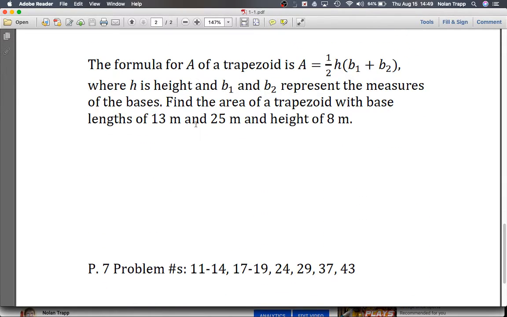Formula for the area of a trapezoid is area equals, or A equals 1/2 H times the quantity of B1 plus B2. So once again, if you know your H, B1, B2, then you can plug those values in and find them. So here it says the base lengths are 13 and 25, and the height is 8. So all you have to do is plug those in the right spot. So I'm going to call that one B1, this one B2, and that's obviously my height because it said it's the height.